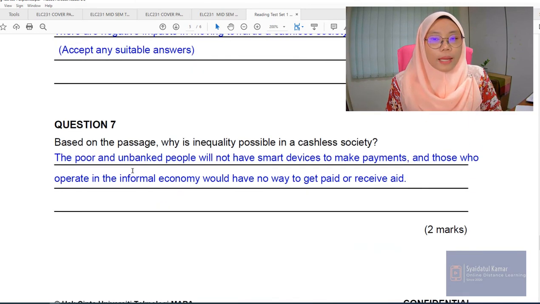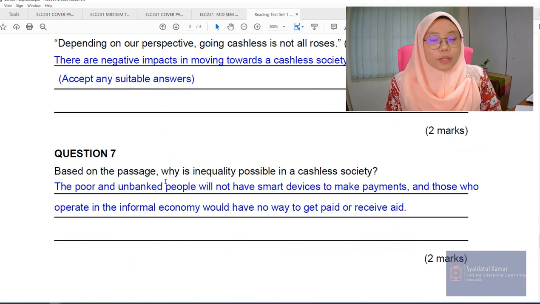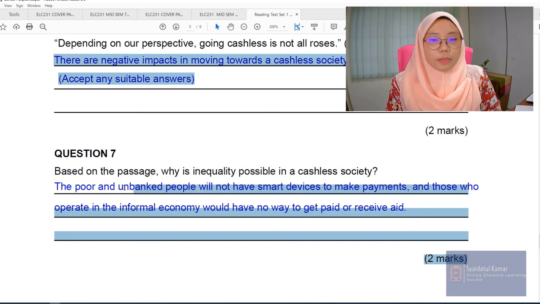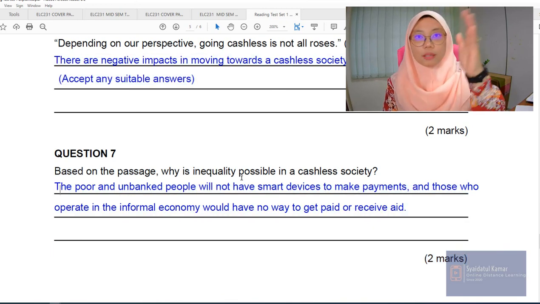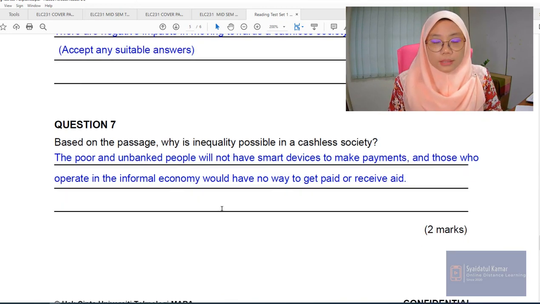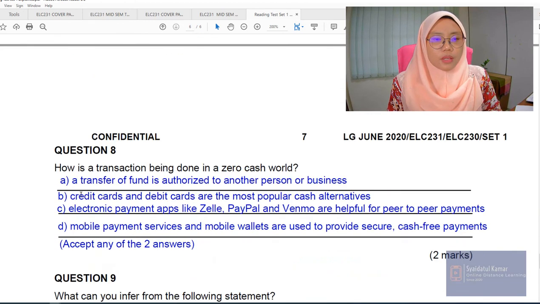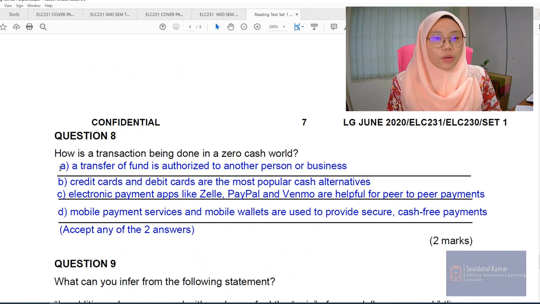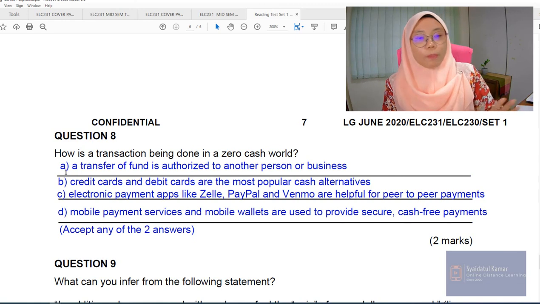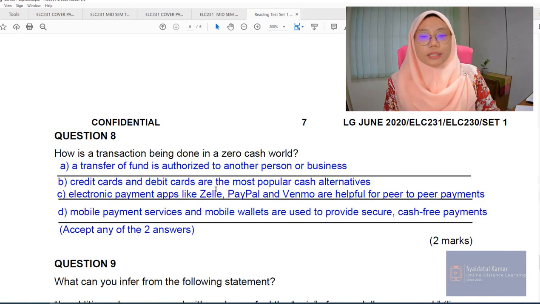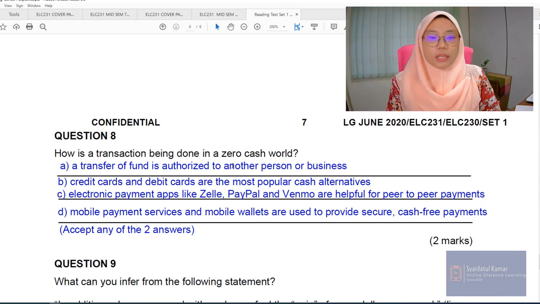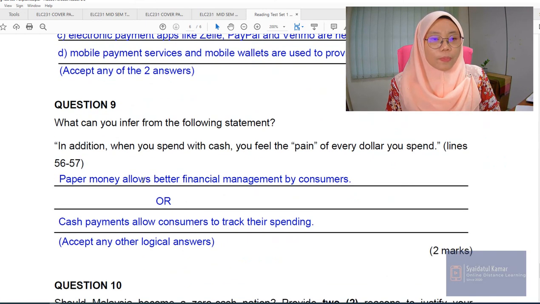And next, based on the passage. When it is based on the passage, the answer must be exactly taken from the article given. So question 8, how is the transaction being done? You have to provide 2 answers for this question. So just copy from the article and write it as your answer here. 2 answers means 2 marks.